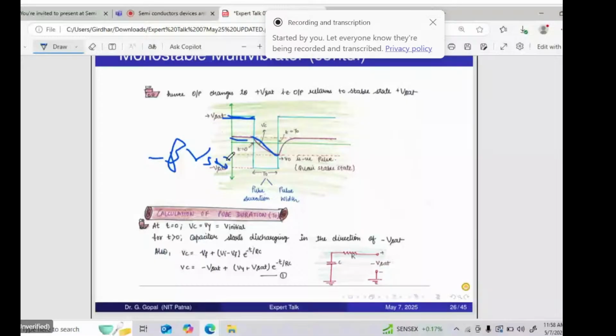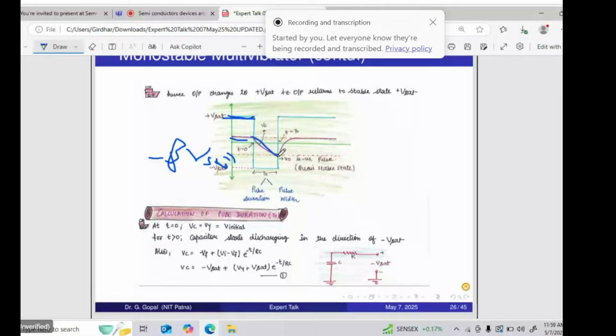Right. So V set minus V set. If anyone is noting on your netbook now, then you can understand this. The V set minus V set, and this is the nature of the capacitor. So the capacitor is discharging. In this way, the output voltage is a negative pulse. This is the quasi-stable state.